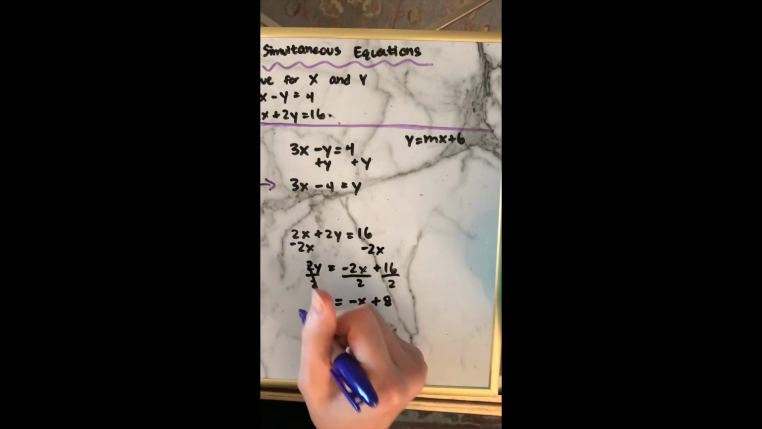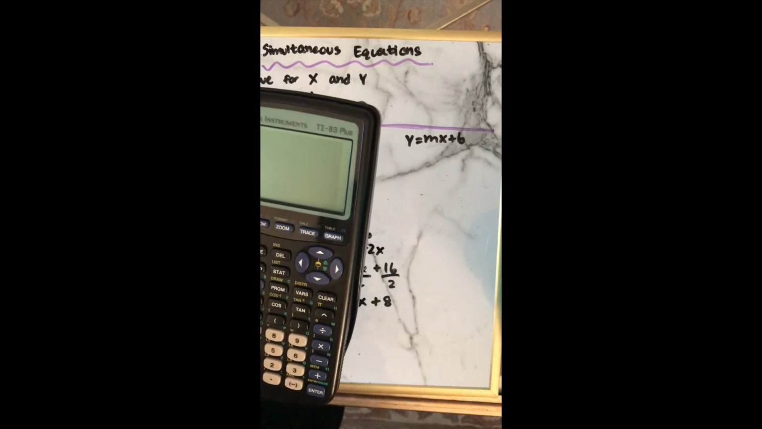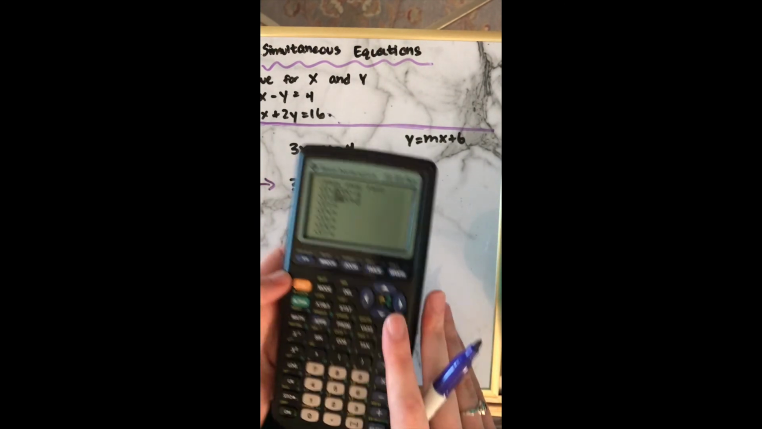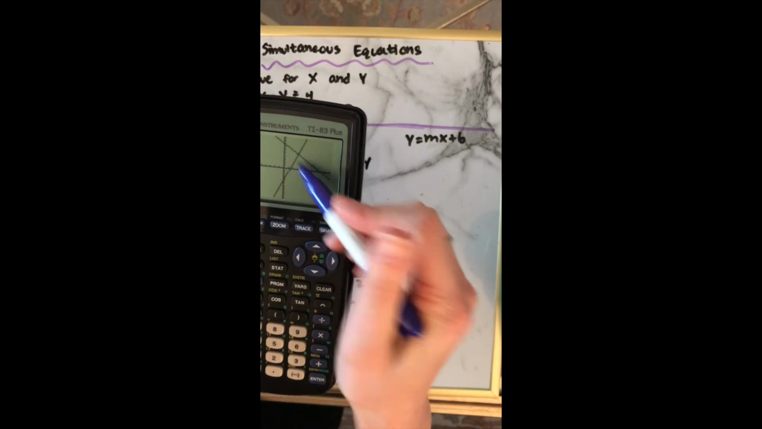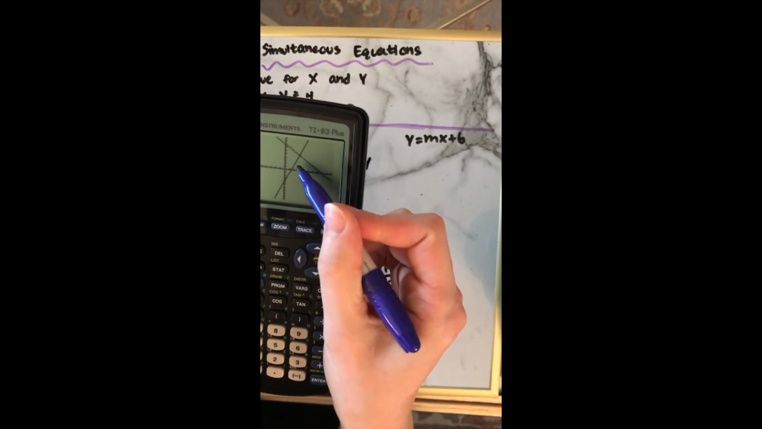So you want to plug these into your y equals. This is my old calculator. So we go to y equals. We have 3x minus 4 and minus x plus 8. Go to graph. Notice you have this nice picture where these two lines intersect with each other. That point where they intersect is going to be our answer.